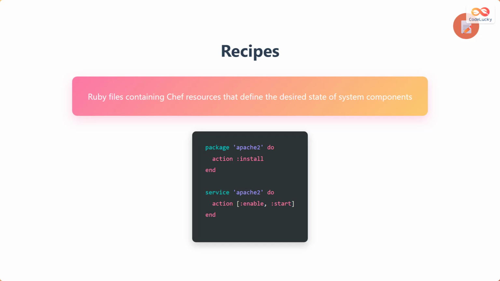The example shows a simple recipe that installs the Apache 2 package and then starts and enables the Apache 2 service. The package resource ensures that Apache is installed on the system, while the service resource makes sure Apache is running and will automatically start when the server boots up. Recipes can contain multiple resources and can be as simple or complex as needed for your specific requirements.